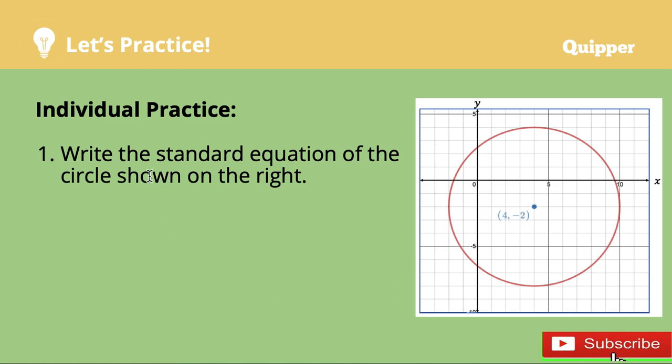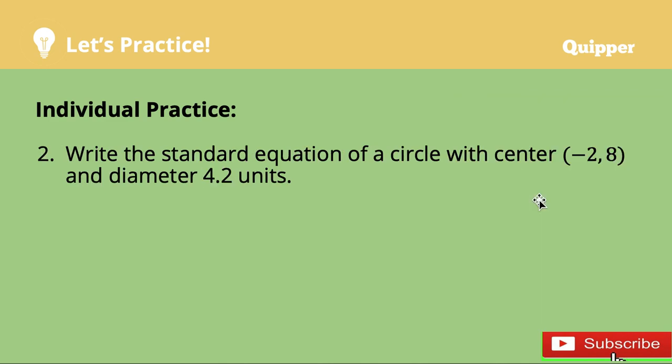Number 1, write the standard equation of the circle shown on the right. Just write the standard equation. Number 2, write the standard equation of a circle with center at (-2, 8) and a diameter of 4.2 units.